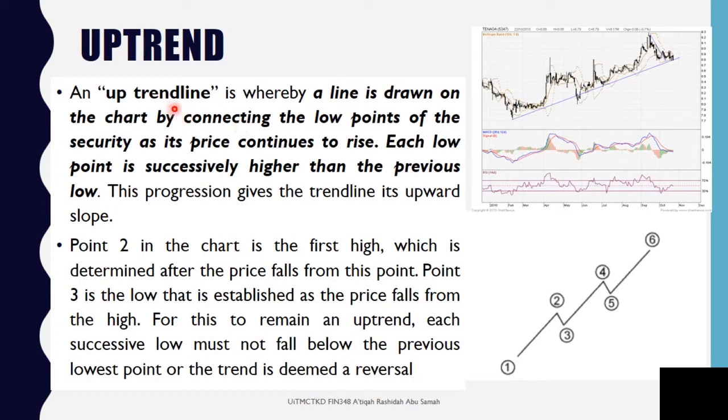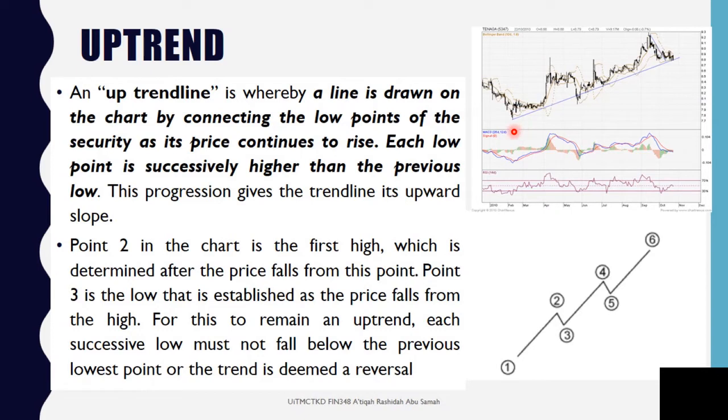An uptrend line is a line drawn on the chart by connecting the low points of the security as its price continues to rise. Each low point is successively higher than the previous low. This progression gives the trend line its upward slope. For example, look at this graph.